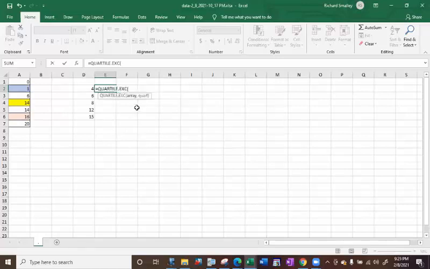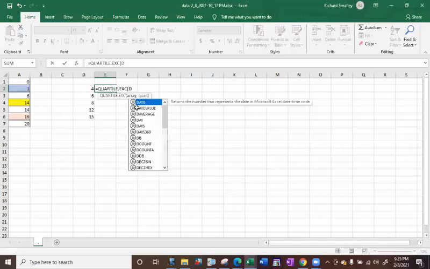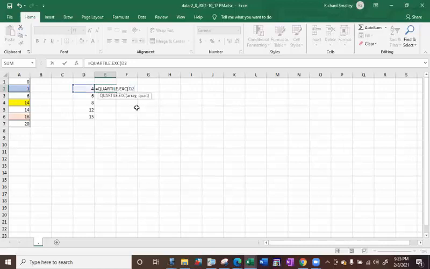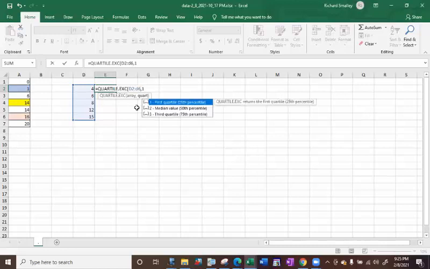Yep. The array, it's the range, then a comma, and then what quartile you want. Yes, sir. It was becoming refamiliar to me there, you know. So D6. I'll put 1 for now. For Q2, just do the median command.